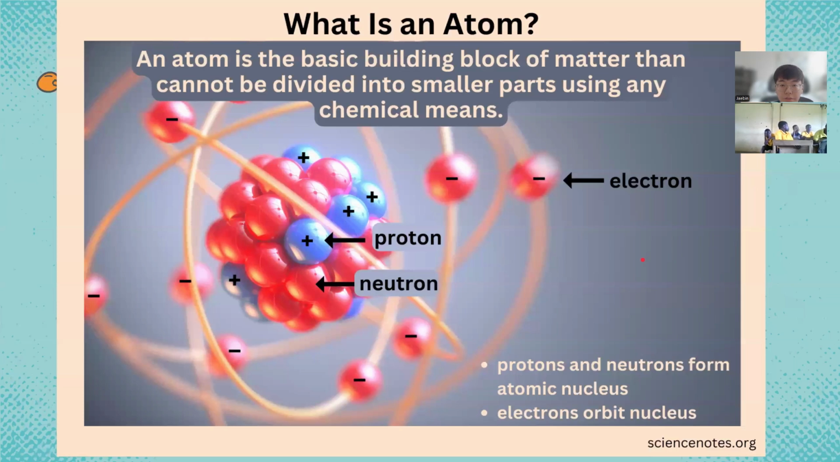So remember what an atom was. An atom is a basic building block of matter that cannot be divided into smaller parts using any chemical means. And we learned that the atom is made up of protons, neutrons, and electrons, right? We still remember what an atom looks like and what an atom is made out of. And electrons orbit the nucleus.